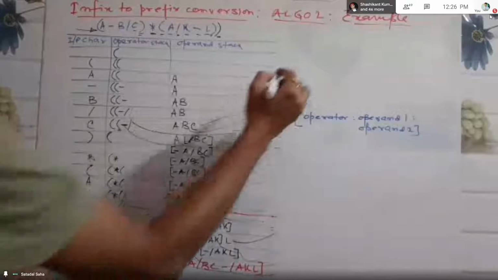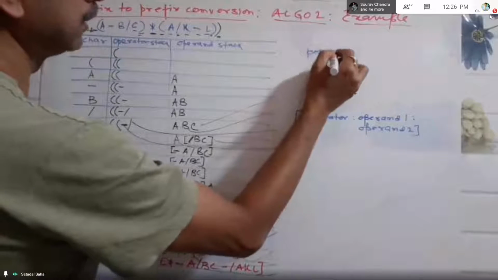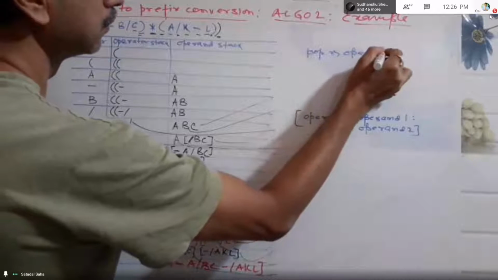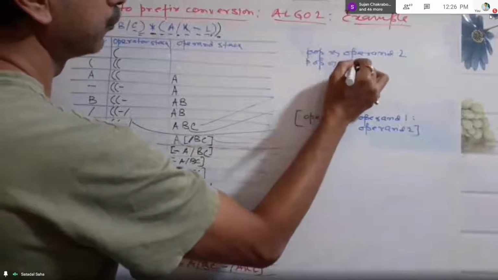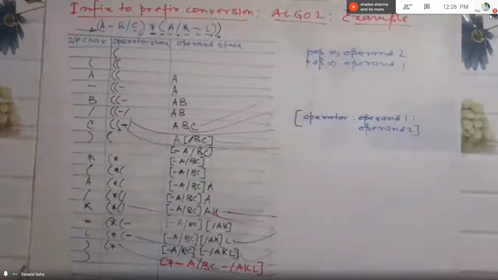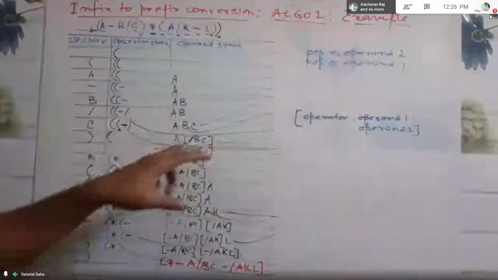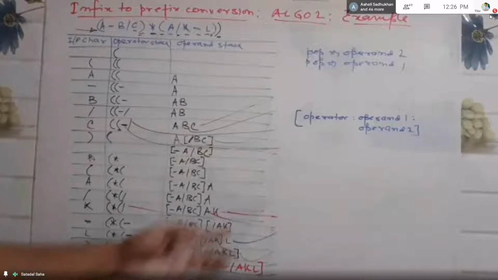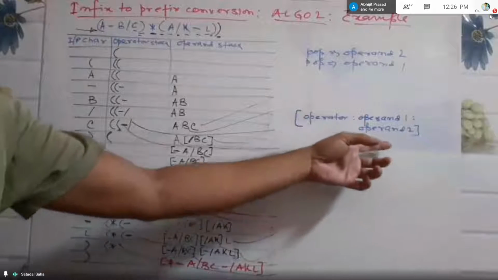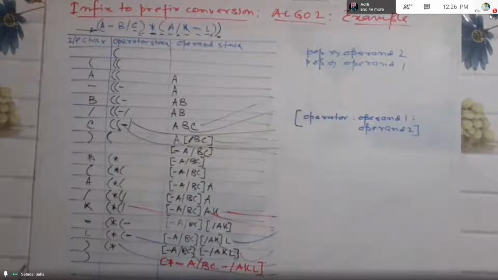And when we pop, the first pop will give you operand 2, and the second pop will give you operand 1, from the operand stack, obviously. And from the operator stack, we need to pop only once. So we need to pop 3 times: popping from the operand stack to get operand 2, popping from the operand stack to get operand 1, and also popping from the operator stack to get the operator. Then you make a sequence like this: operator, operand 1, operand 2, and put it again into the operand stack.